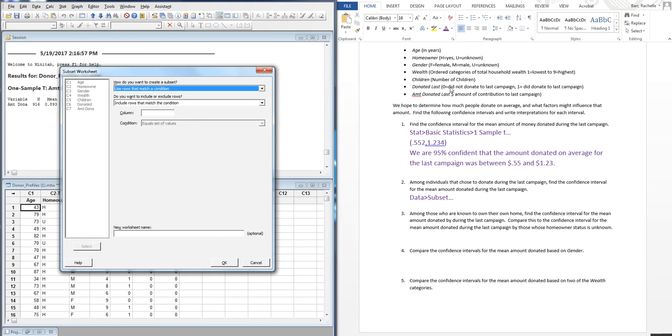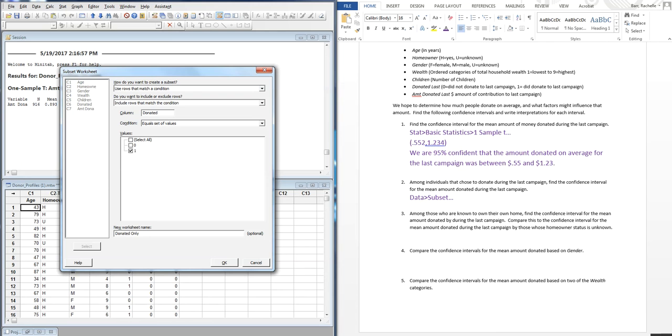So in looking at our coded values up above about what our data looks like, we want to make sure we get only the people that were a 1 in the donated last column. So we're going to use rows that match the condition, include only rows that match the specific condition, and I'm going to go to the column and select donated. And then it asks you, well, which of these do you want? Well, I only want the people that are 1s, because those are the ones who have donated to the last campaign. And if you want, you can name this worksheet, and I'm going to call it donated only.